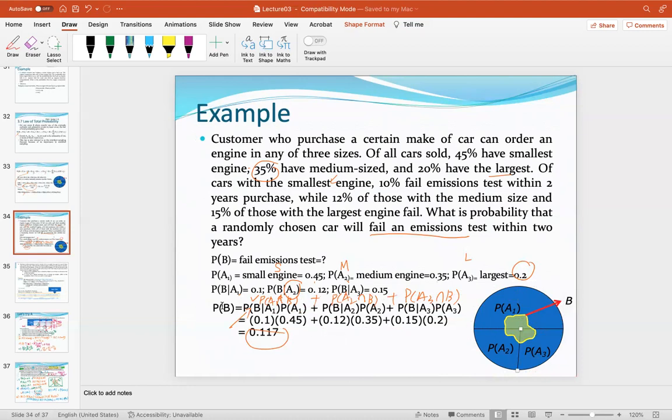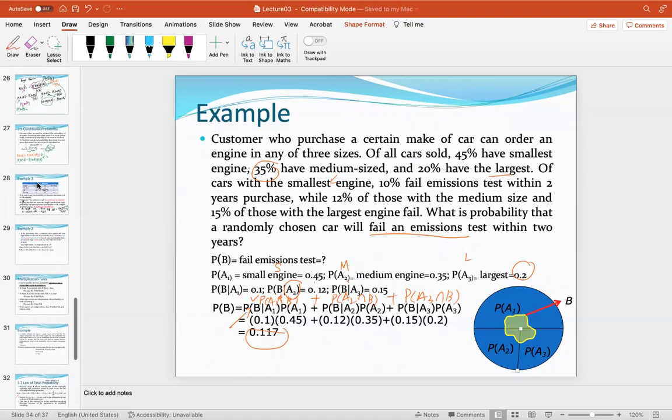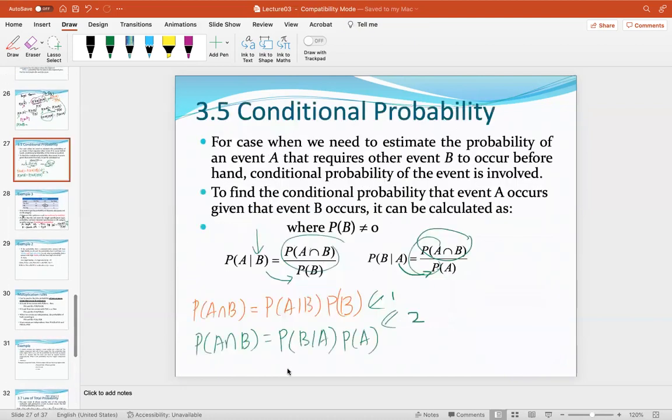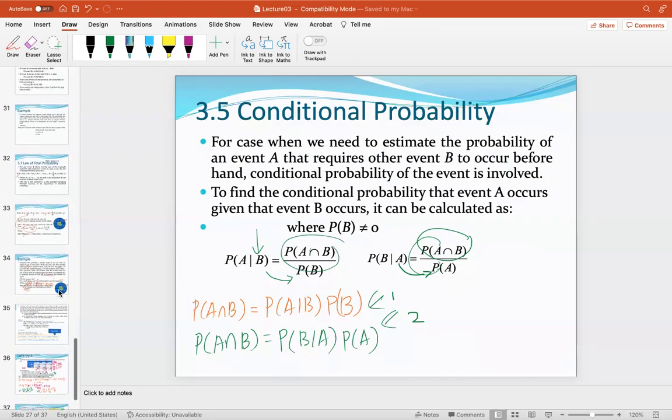So in order to get P(B), I know that it involves P(A1 and B), P(A2 and B), and P(A3 and B). I also know that with conditional probability, P(A stroke B) times P(B) is equal to P(A and B), and P(B stroke A) times P(A) is also equal to P(A and B). So now we go back to our example.